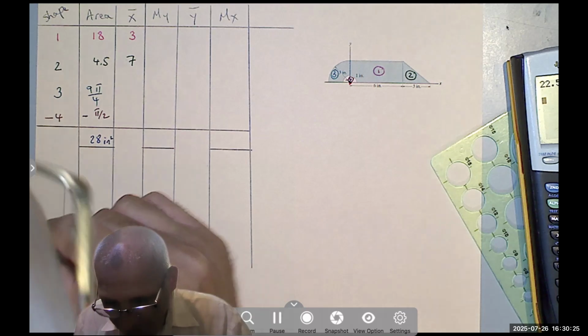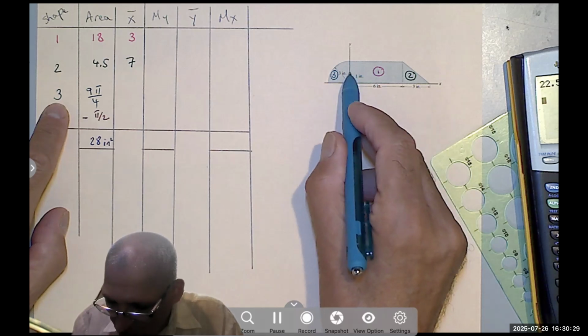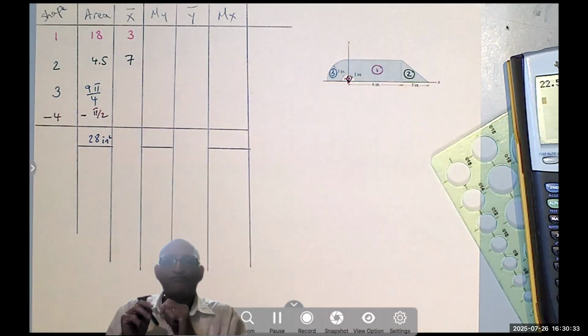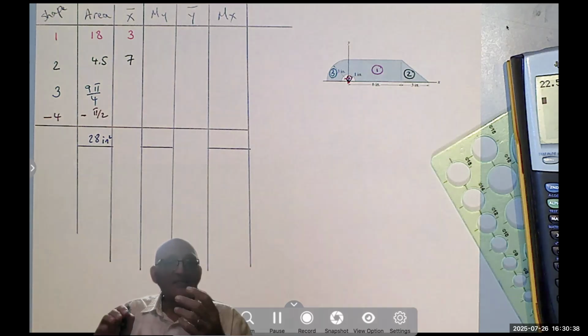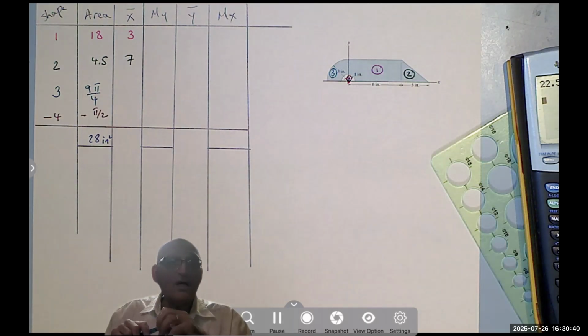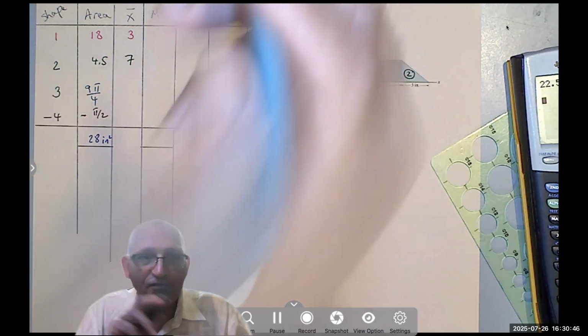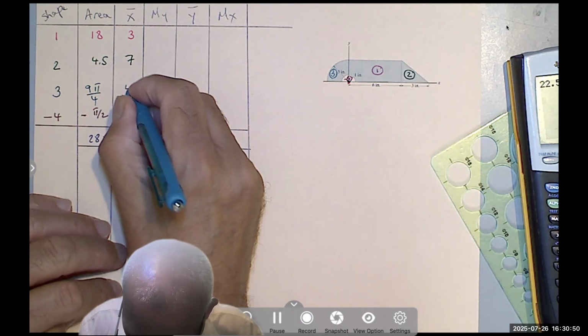Okay, let's move one step down and see what the x coordinate of the centroid of this quadrant is. If you go back to the table we did, it tells you that the centroid is at 4r over 3 pi. The radius is 3, so 4 times 3 over 3 pi. The 3 and the 3 cancel and you get 4 over pi.